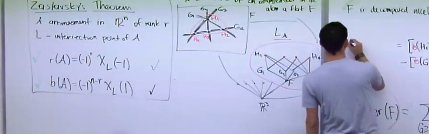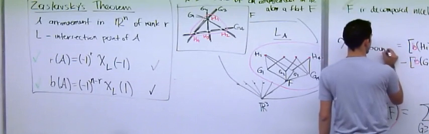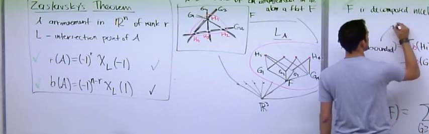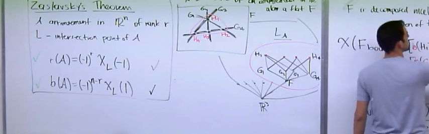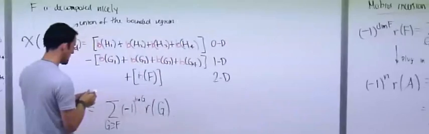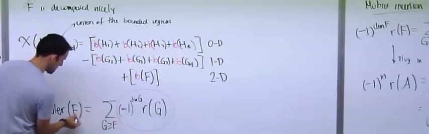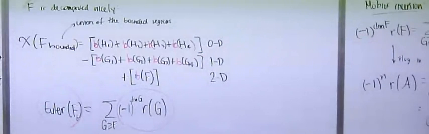So this is the Euler characteristic of what you might call F sub bounded, which is the union of the bounded regions. And so, you can just do F sub bounded, G sub bounded, and now the question is, can you compute this number? If you can compute this number, you're going to be finished. You're going to get the formula for the bounded regions.